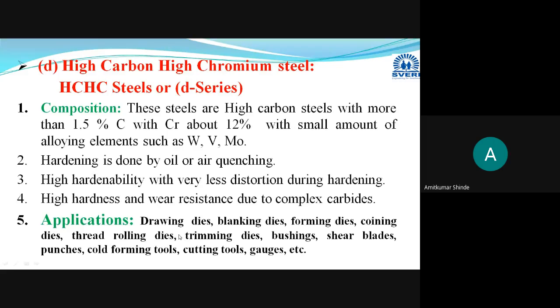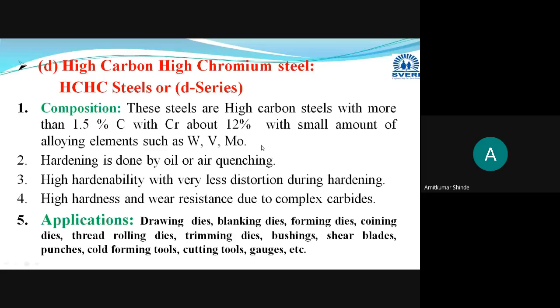Different dies, that is dies required for drawing, blanking, forming, coining, thread rolling, and trimming operations, are manufactured using this high carbon, high chromium steel. Then different kinds of shear blades, punches, cold forming tools, cutting tools, and different types of gauges are all manufactured with the help of these high carbon, high chromium steels.